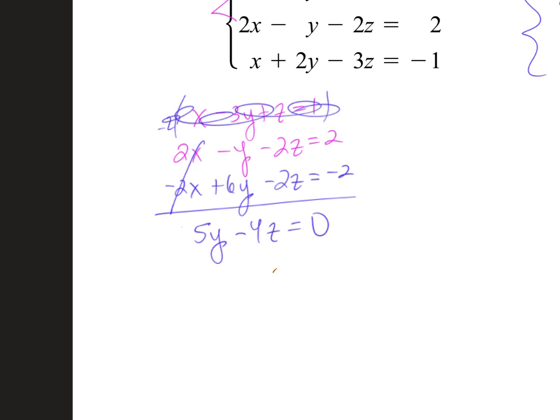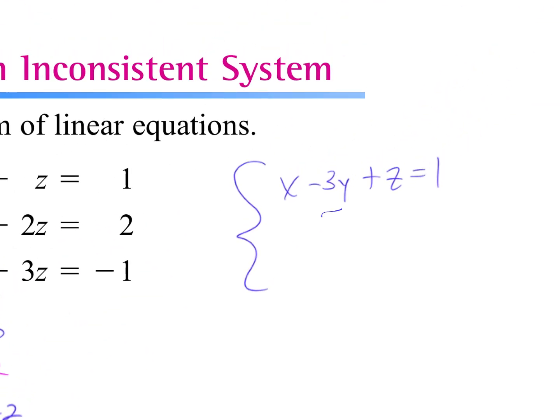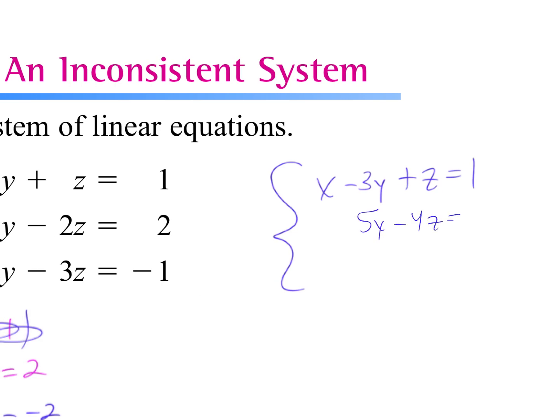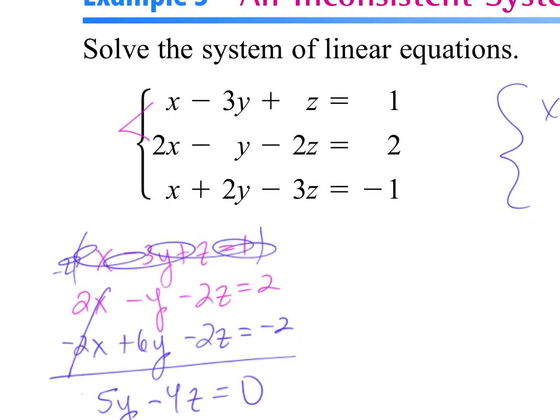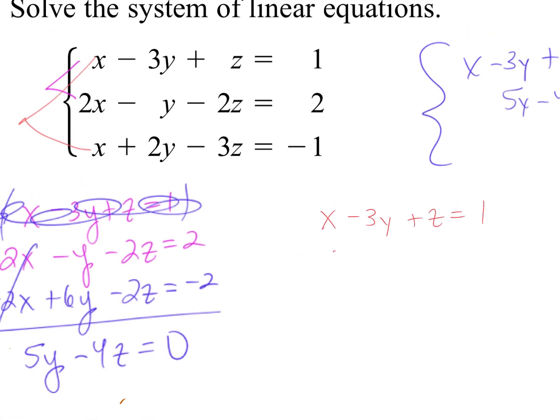Guys, there's nothing wrong with that. That's 2 variables equal to 0. That's fine. You could solve that. So that's my second equation. 5y minus 4z equals 0. Nothing wrong with that. So now we're going to do the same thing we've been doing. We're going to take 1 and 3. So I have x minus 3y plus z equals 1. X plus 2y minus 3z equals negative 1.